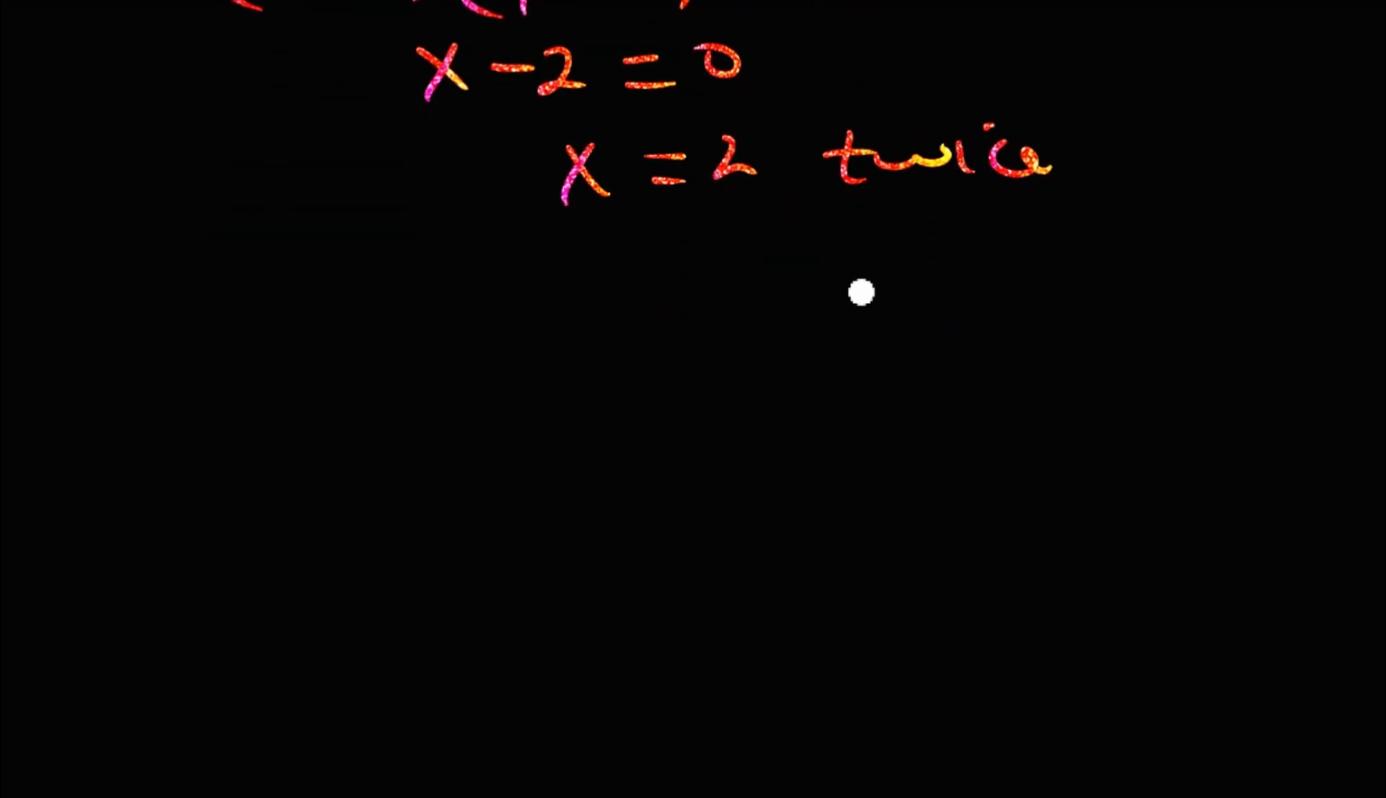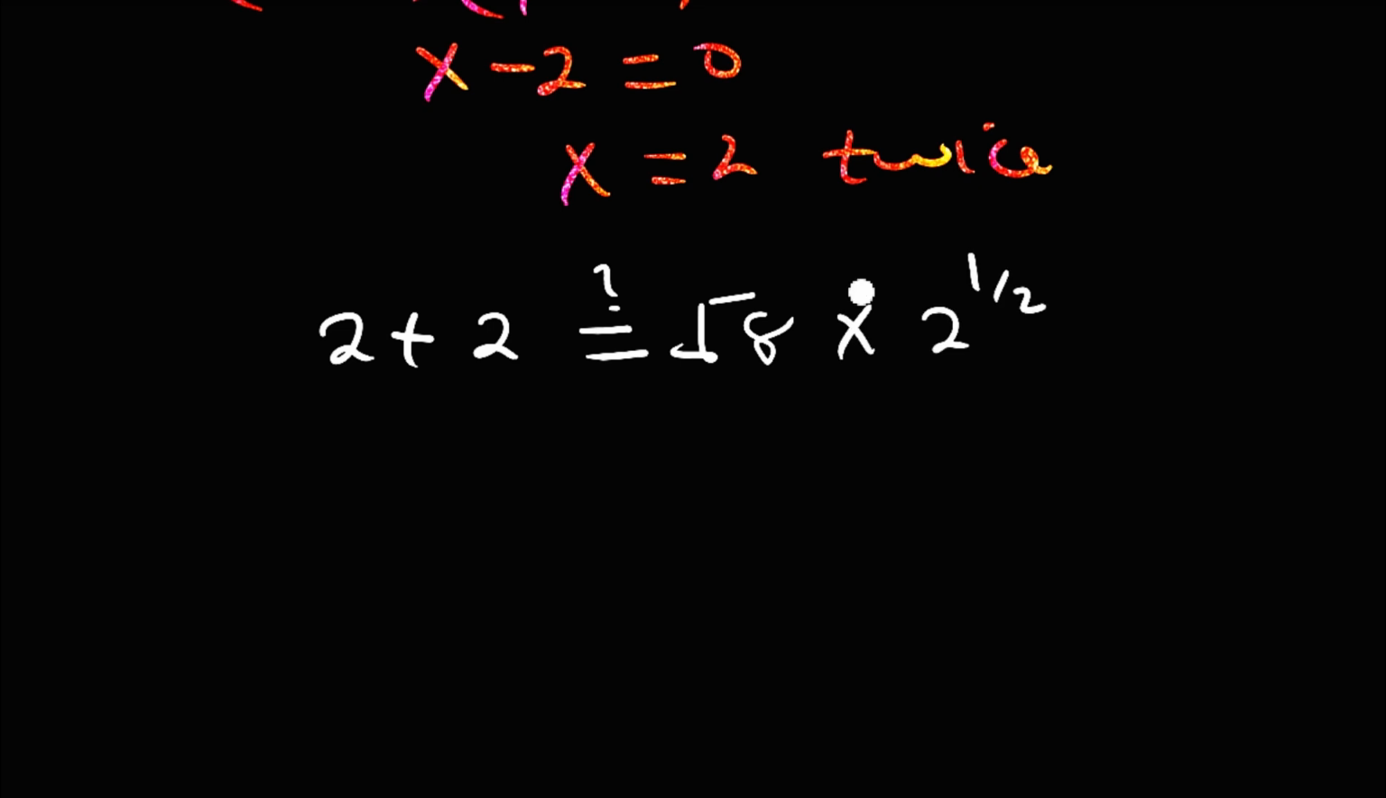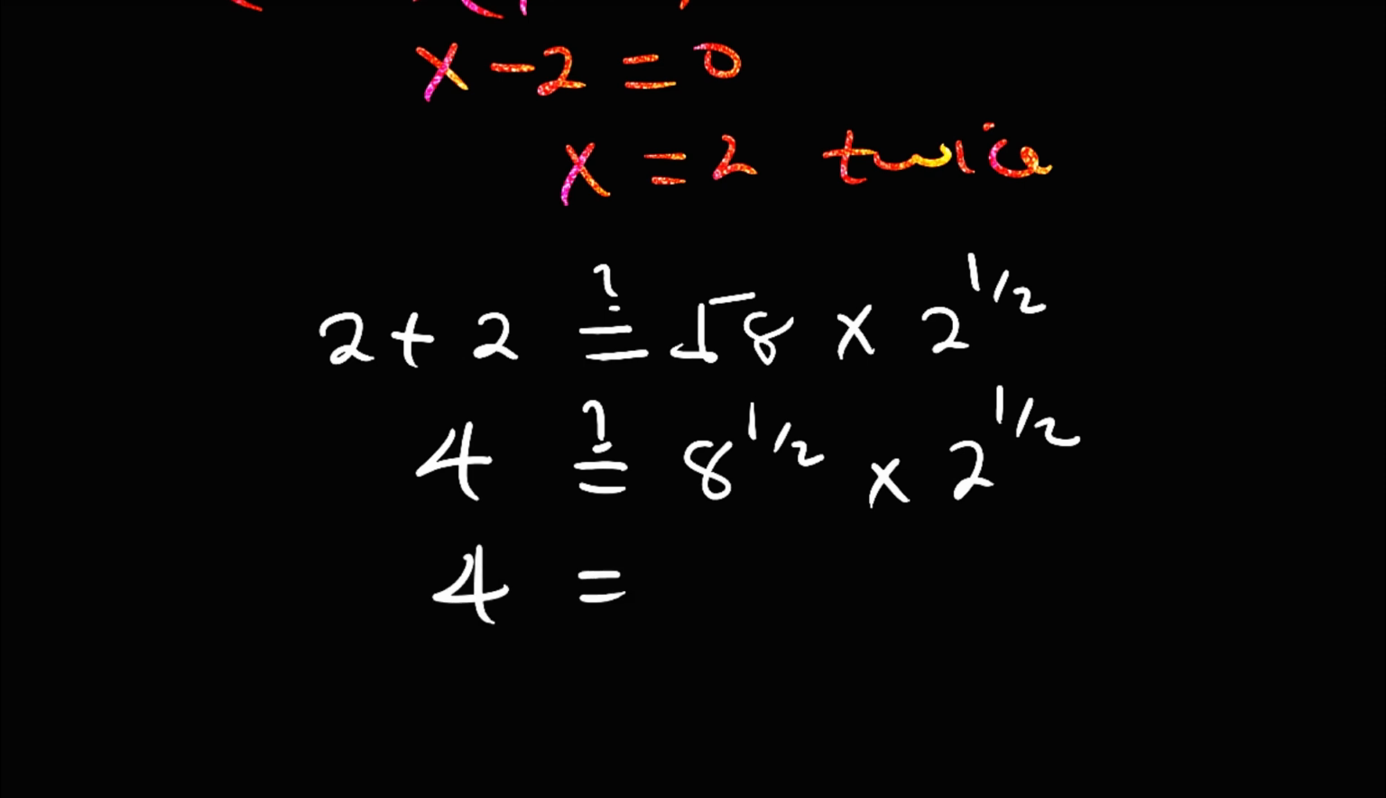So remember what we had, it was 2 plus x. x in this case is 2. And then we want to see if that will be the same as root of 8 times x, which is 2 raised to the power half. So 2 plus 2 is 4, and we want to see if that is going to be equal to 8 to the power half times 2 to the power half. So that is 4, and let us see if this is going to be true.